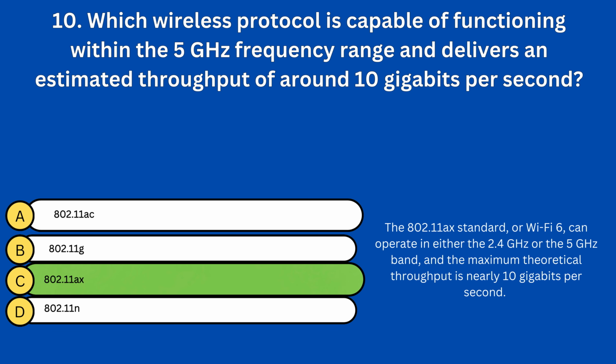The 802.11ax standard, or Wi-Fi 6, can operate in either the 2.4 GHz or the 5 GHz band, and the maximum theoretical throughput is nearly 10 gigabits per second.